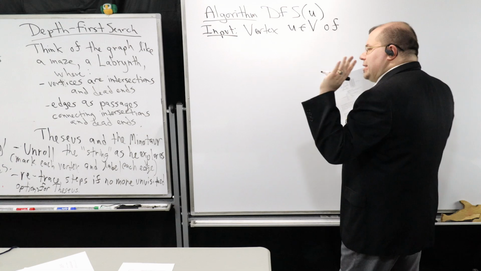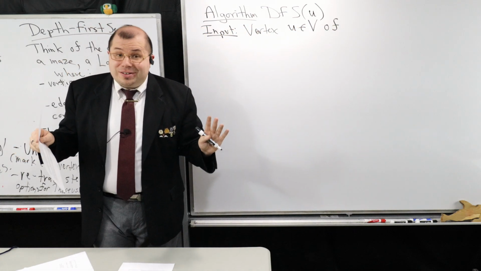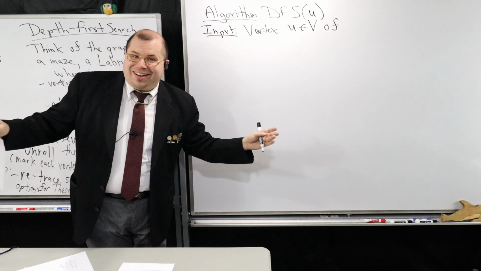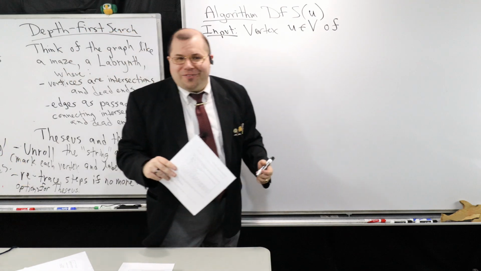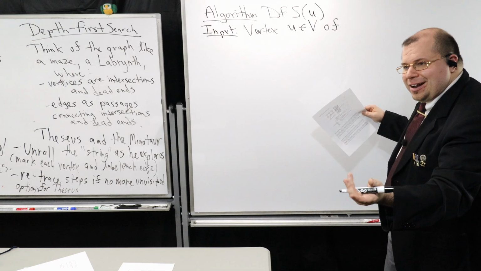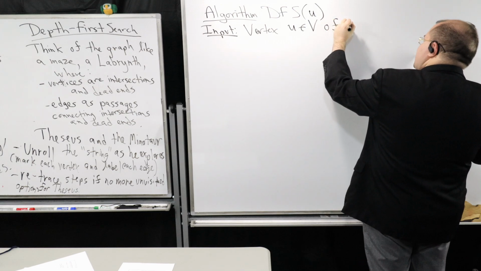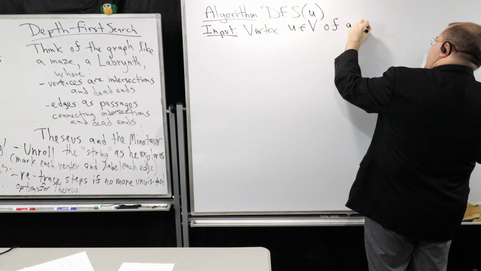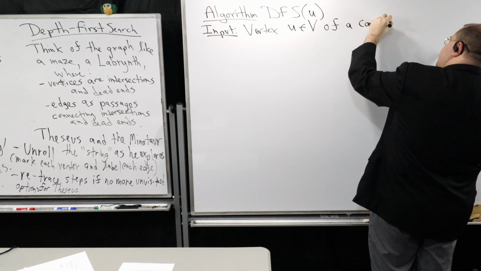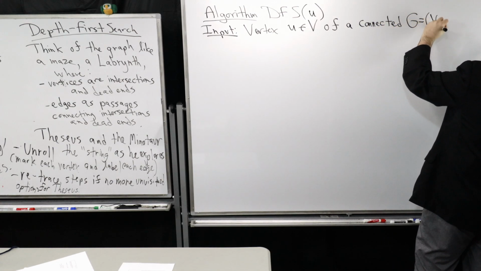So you can totally apply this algorithm to a graph that's disconnected, but it most certainly won't explore every vertex, right? It won't be able to reach all of them by definition because there's no path from each vertex to every other one. There's going to be some that get left out in this process. So the input is a connected graph G equal to (V, E).